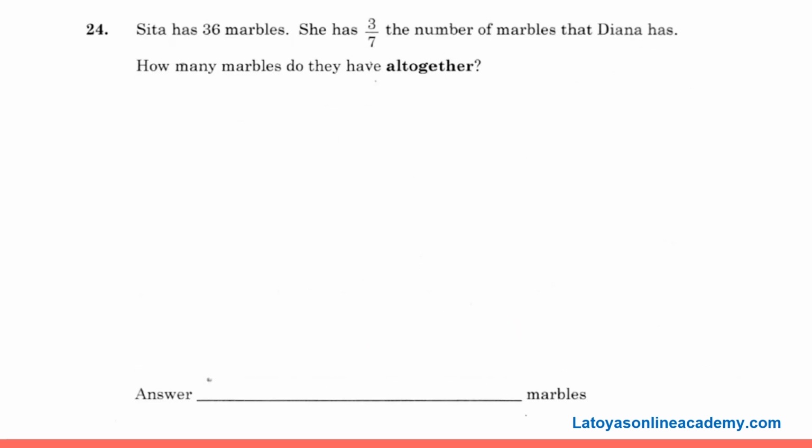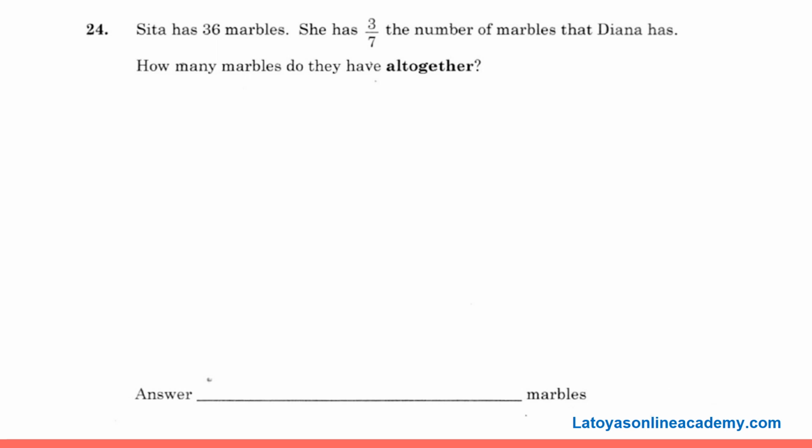Question number 24. Sita has 36 marbles. She has 3/7 the number of marbles that Diana has. How many marbles do they have all together? Let's read the question again. Sita has 36 marbles. She has 3/7 the number of marbles that Diana has. How many marbles do they have all together?